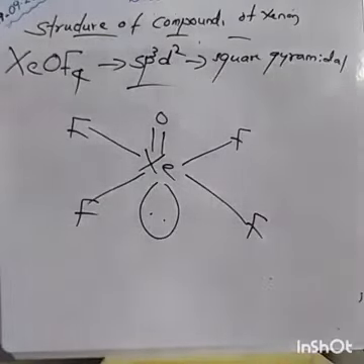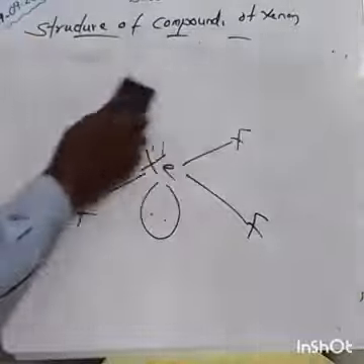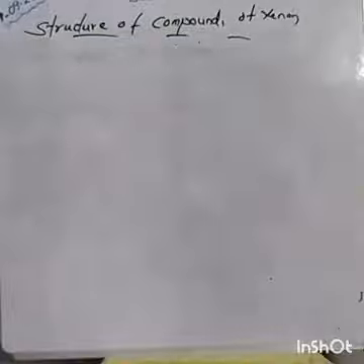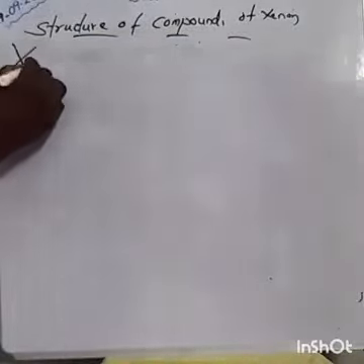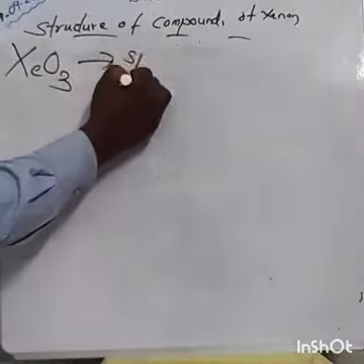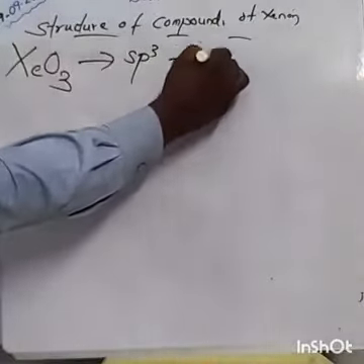Then, xenon trioxide. What is the structure of xenon trioxide, XeO3? What is the hybridization? It is sp3. The shape is pyramidal.